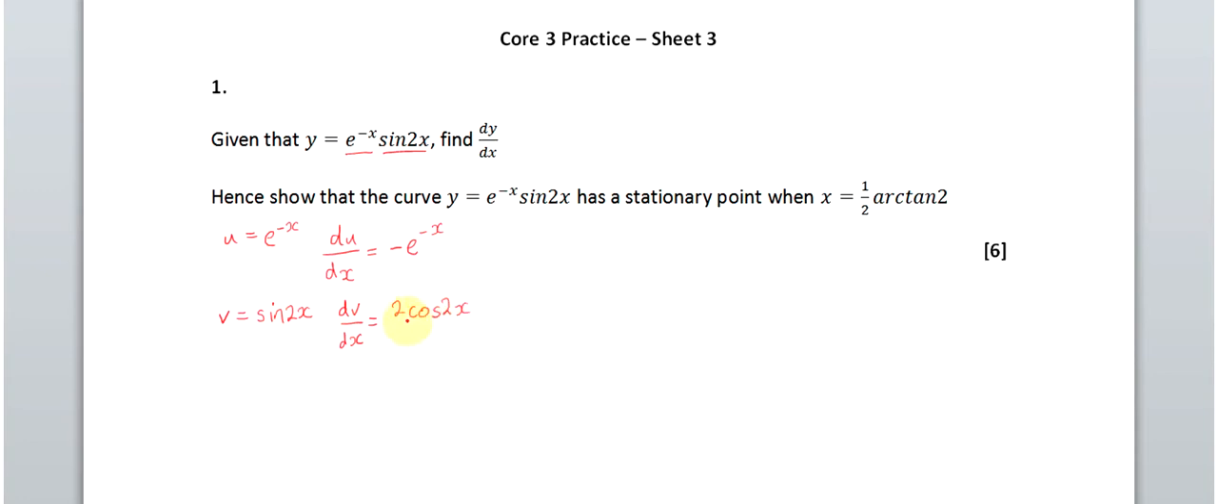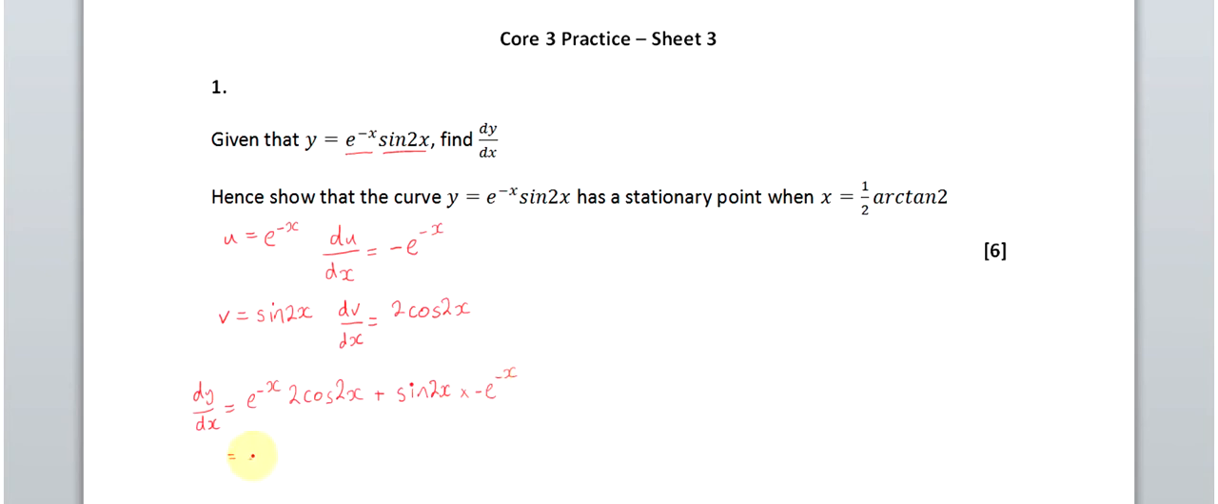of 2x. And now I can substitute into the product rule, which is dy by dx is equal to u times dv by dx plus v, which is sine of 2x, times du by dx, which gives me that. And I'm going to tidy that up.